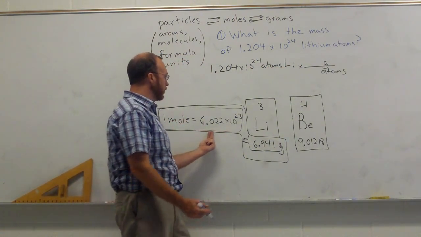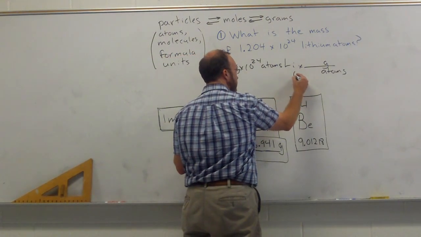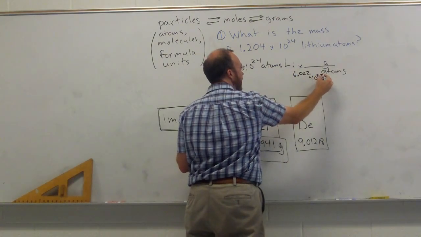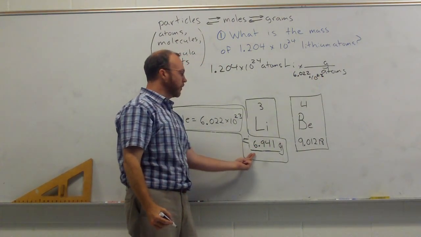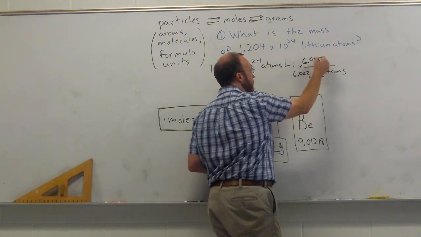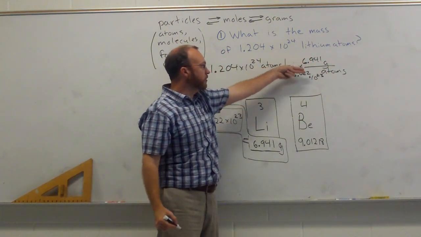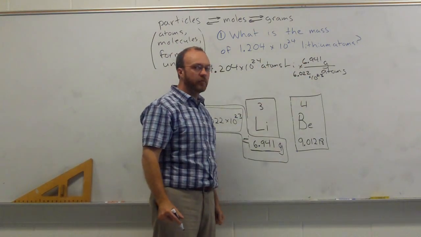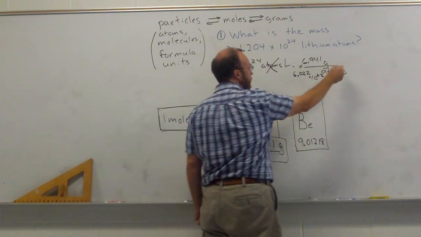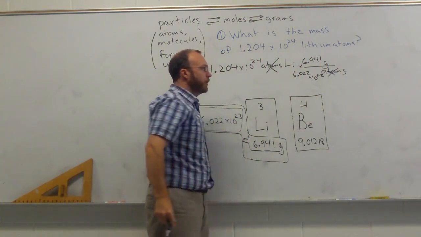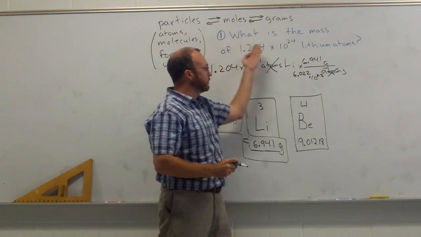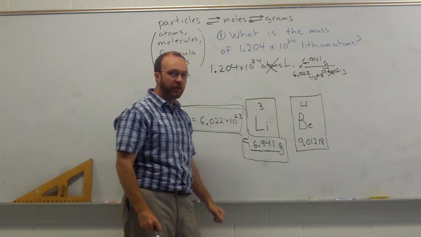Well, we know that 1 mole is 6.022 times 10 to the 23rd atoms. But we also know that 1 mole of lithium is 6.941 grams. So these two things for lithium are equal. Therefore, we can use it as a conversion factor. Atoms will cancel, and we'll get grams of lithium. So notice, we've done the same problem as before, but instead of doing two steps, we've combined it and we've done it in one step.